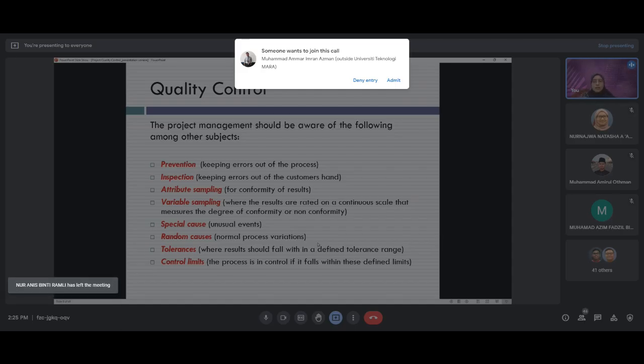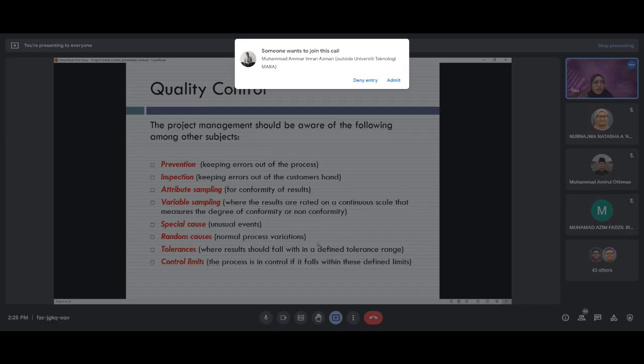So that is about the attribute sampling. Variable sampling is where the results are rated on a continuous scale that measures the degree of conformity or non-conformity. So sampling is not only dealing with the attributes, but also variable samples. And then special causes. Special causes is an unusual event.